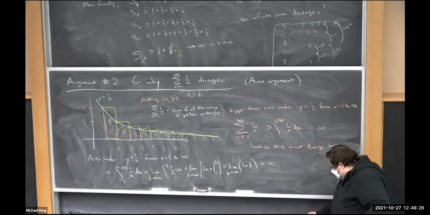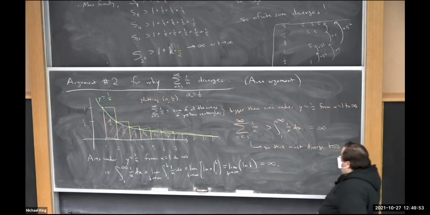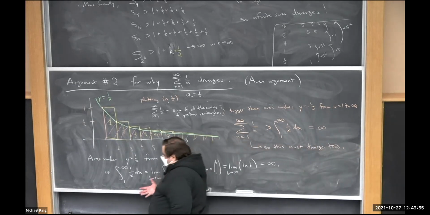So in some ways, this is an easier argument than the other one I gave, but it's certainly less concrete and more built on big things we've already done in this course, which is improper integrals. Does that make sense? We can do this area comparison. Questions about that? So this is a series that diverges.